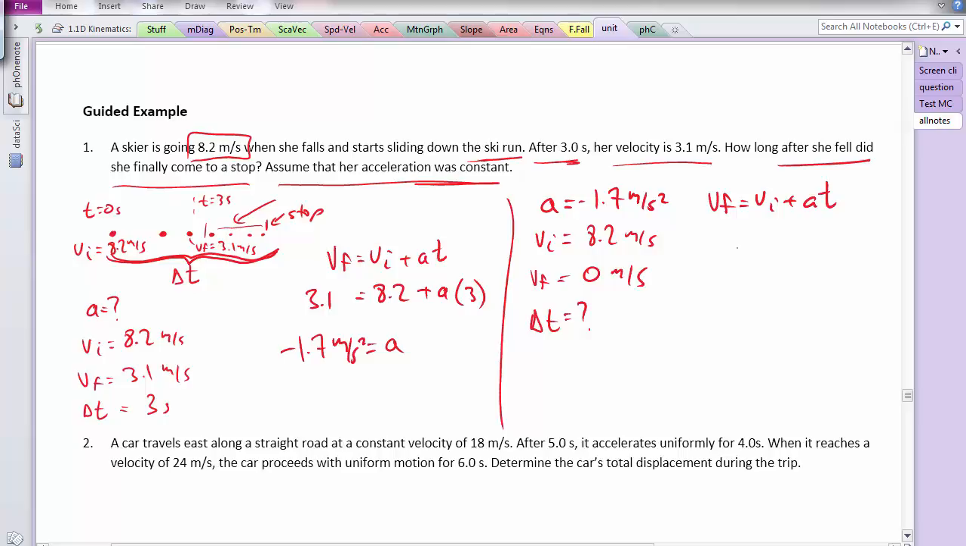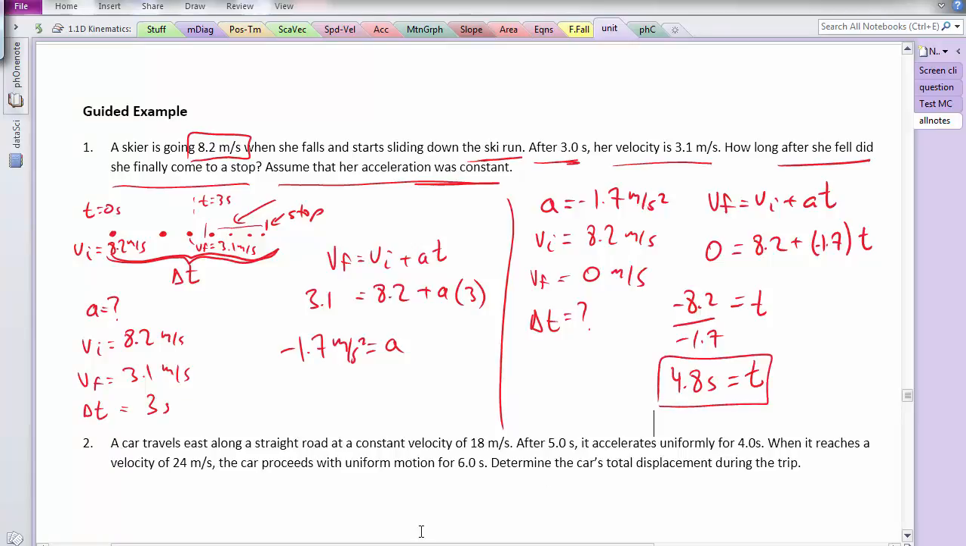But in this case, VF is 0, V initial is 8.2, plus A, which we now know is negative 1.7, times the time of the entire trip. So this would be negative 8.2 divided by negative 1.7, which would give us the total time. If you take 8.2 and divide it by 1.7, you get 4.8 seconds.